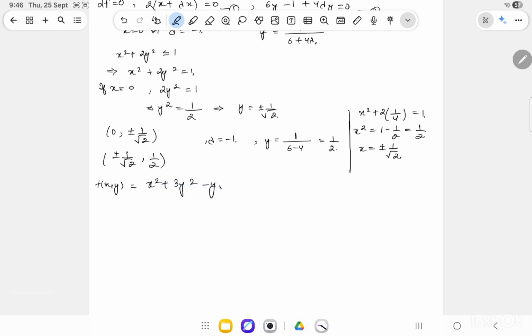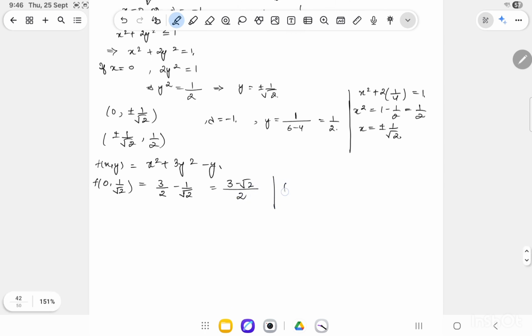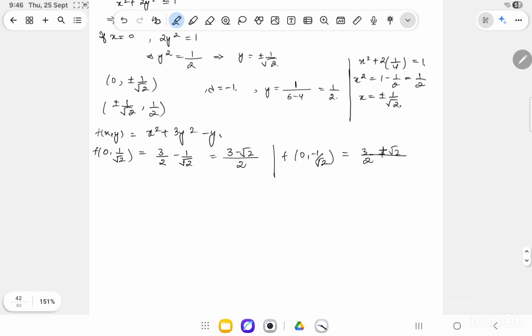So let's check its values at all the points. So f at (0, 1 by root 2) will be 3 by 2 minus 1 by root 2, that is (3 minus root 2) by 2. Likewise f at (0, minus 1 by root 2) will be 3 by 2 plus root 2 by 2, that is this.